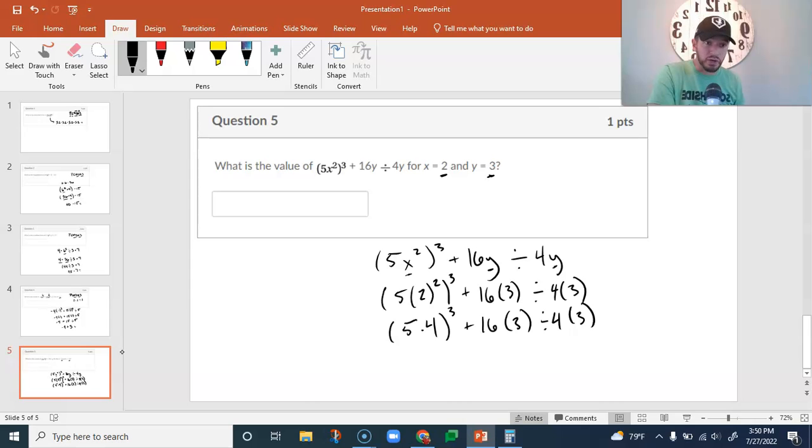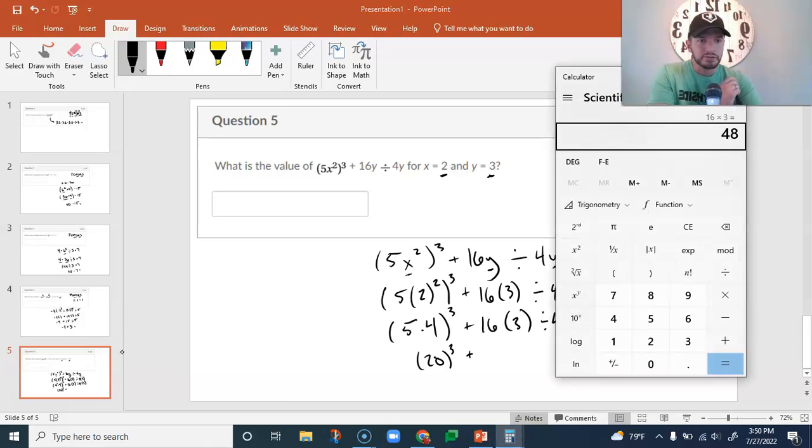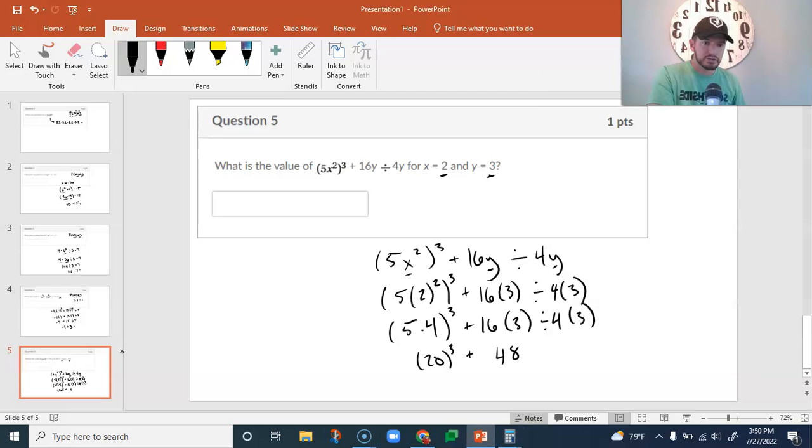So 5 times 4 is 20. So now I have 20 to the third power. I'm going to go ahead and do something that's going to make our lives a little easier over here. I'm going to multiply these out. So 16 times 3 is, I believe, 48. Let's just make sure, I'm on summer brain right now. So, yep, 48. Awesome. So 48, and then divided by 4 times 3 is 12.